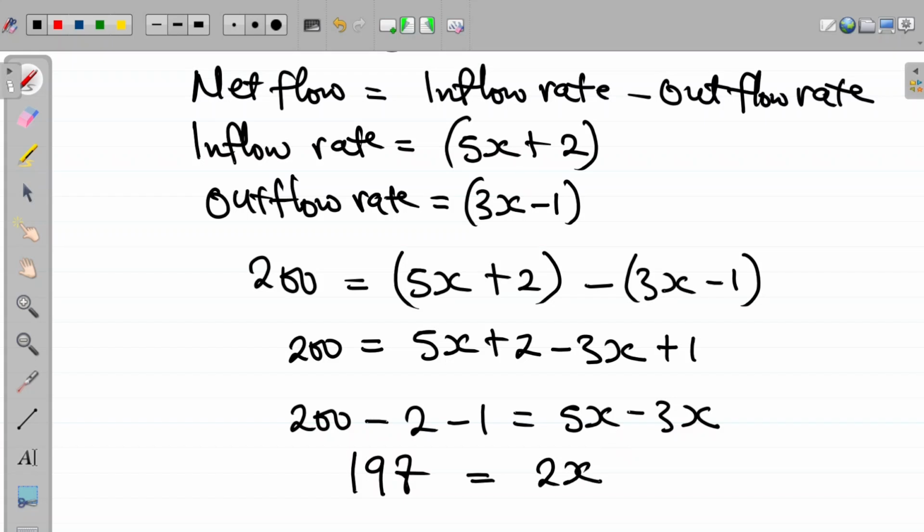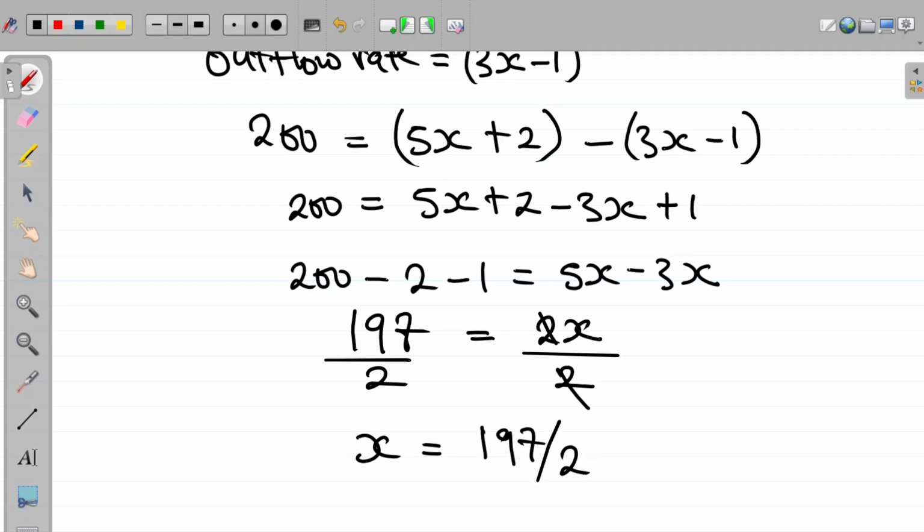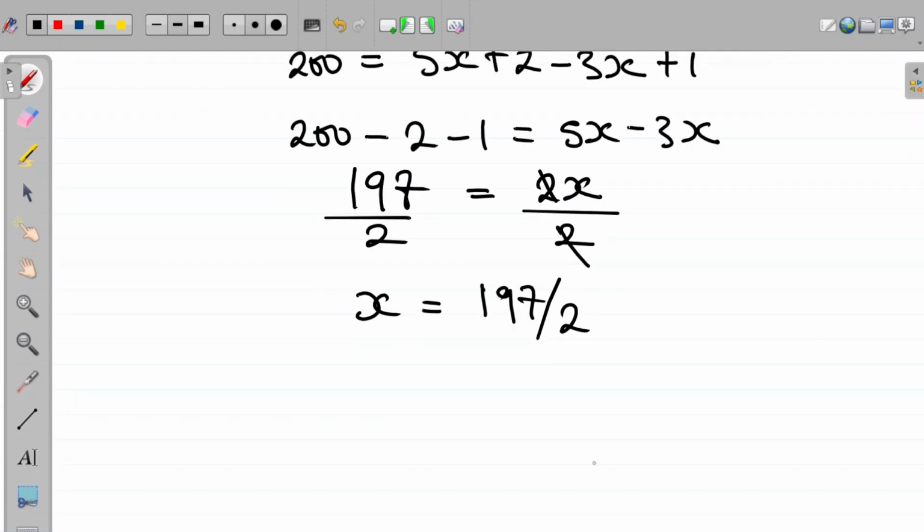Now to obtain the value of x, we divide both sides by the coefficient of x, which is 2. So 2 can cancel out 2. So x is equal to 197 divided by 2. So x is equal to 98.5.